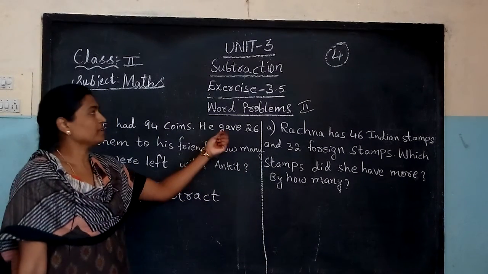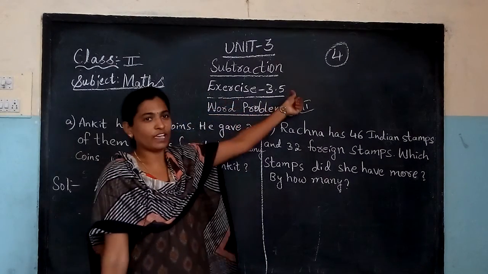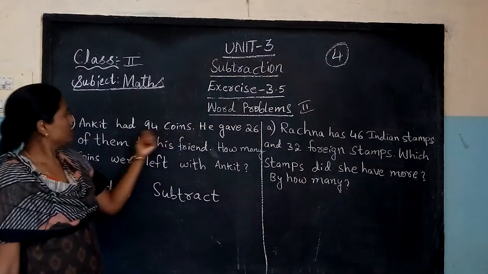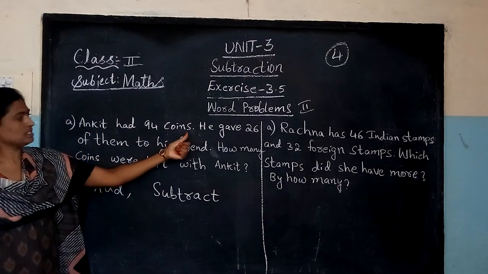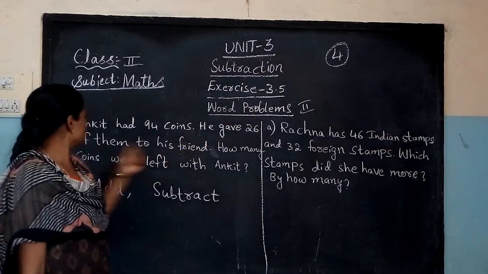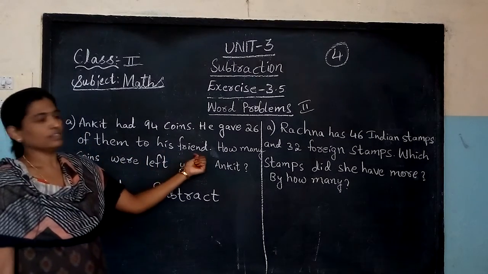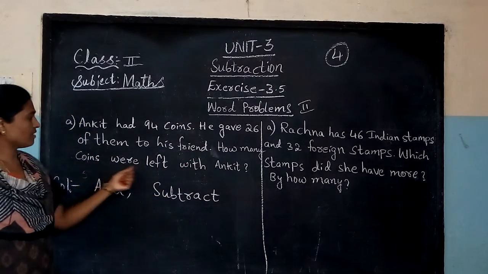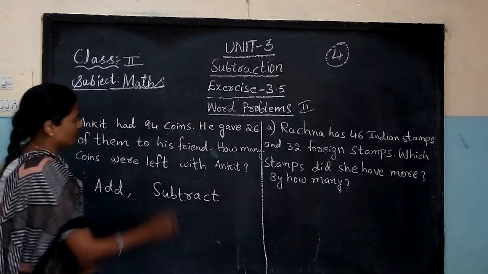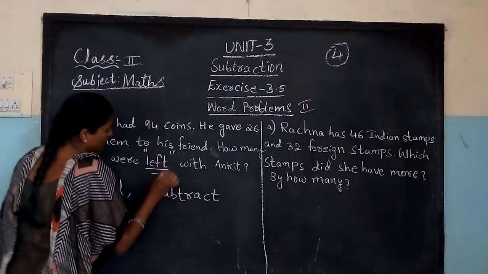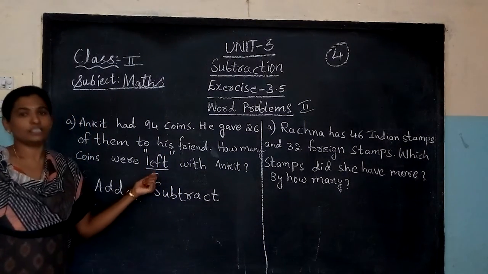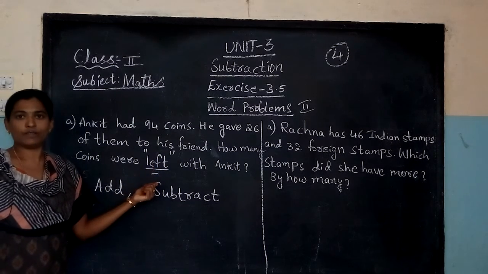Okay children, next topic, that is exercise 3.5 word problems. See here, Ankit has 84 coins. He gave 26 of them to his friend. How many coins were left with Ankit? Here "left" is there, no children. What do you have to do? Minus. Remaining, left, all of this will come under the minus symbol only.